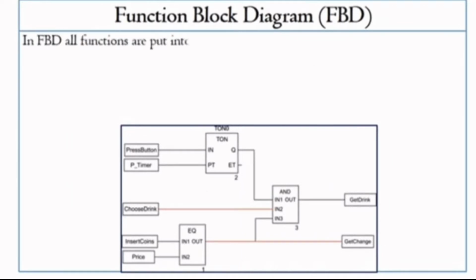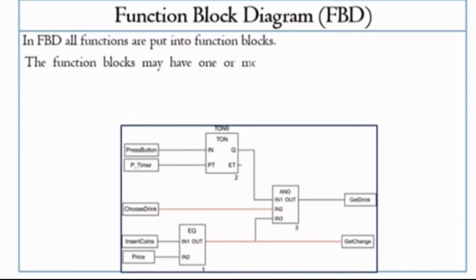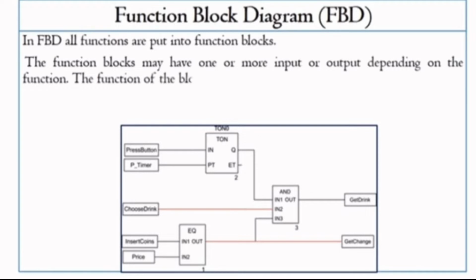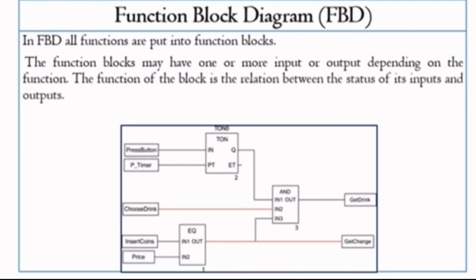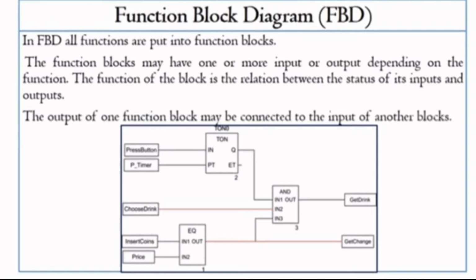In FBD, all functions are put into function blocks. The function blocks may have one or more inputs or outputs depending on the function. The function of the block is the relation between the status of its inputs and outputs. The outputs of one function block may be connected to the inputs of another block.